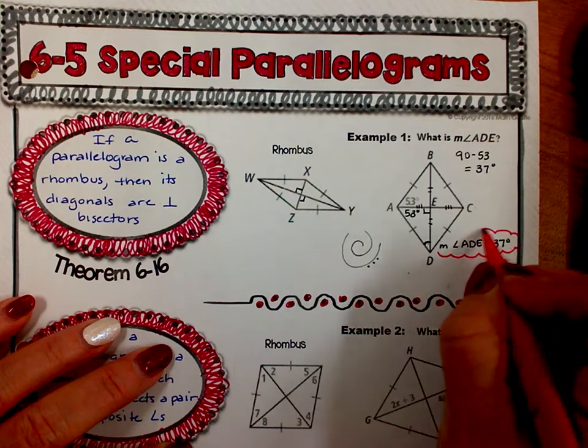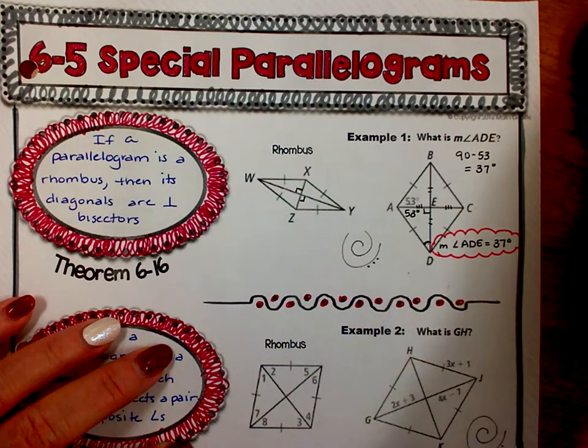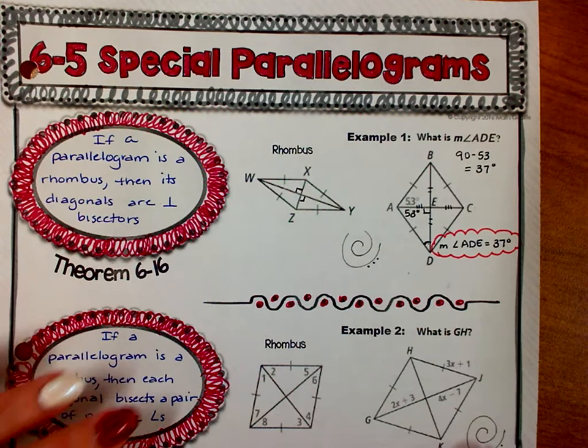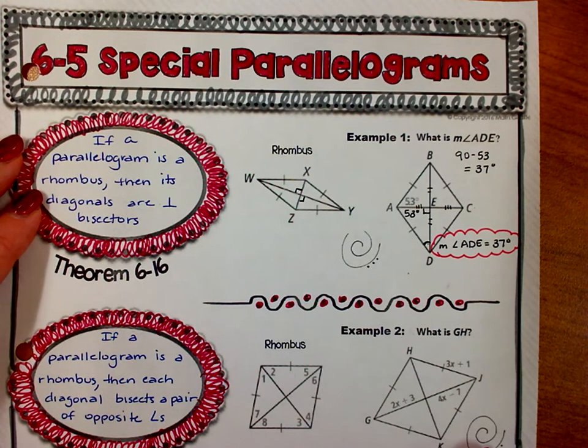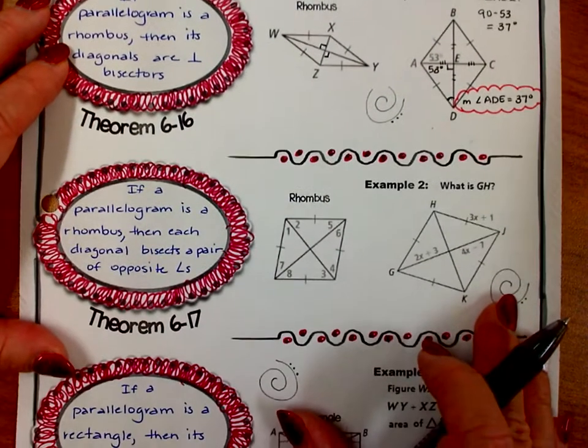So when you're working with rhombuses, you are working with four right triangles. And all of the properties that apply to right triangles then apply to rhombuses. Okay, let's take a look at the next one.